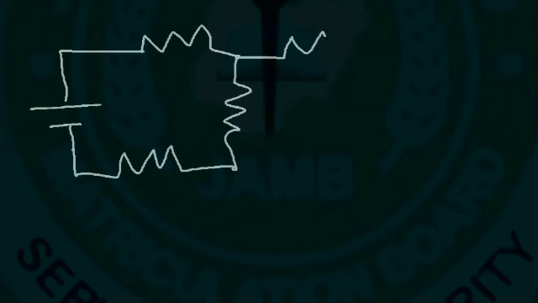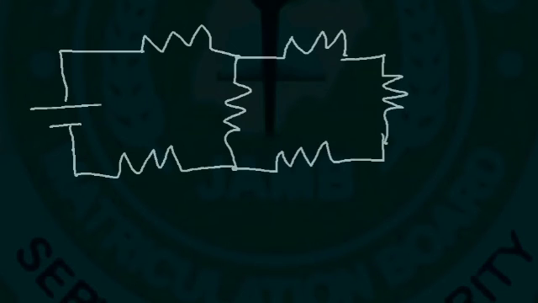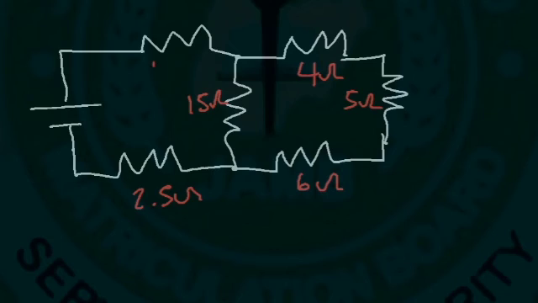So this time we're going to have more resistors. So let's say this is going to be a 4 ohm resistor. This is 5. This is 6. This is going to be 15. And this is going to be 2.5 and 10. And let's say that the voltage is 40. And go ahead and calculate the current that flows through the circuit.